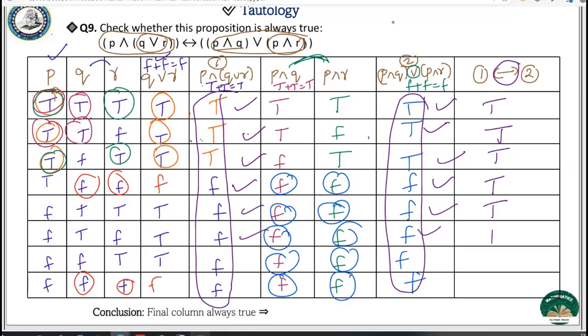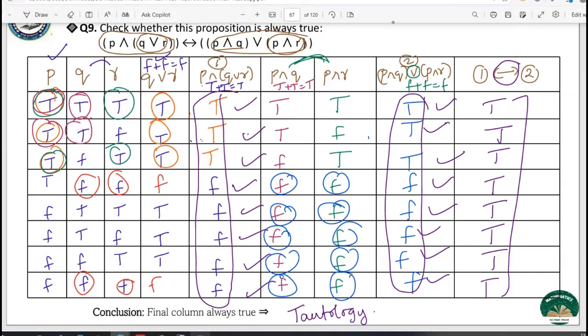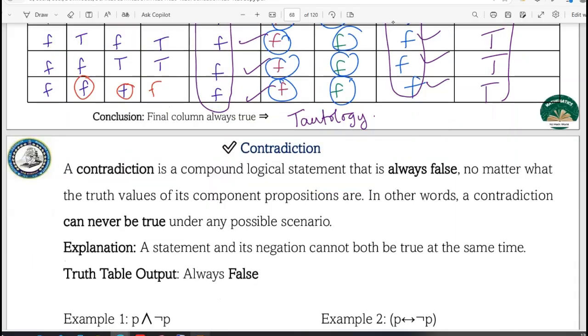F and F, it is T. F and F, it is T. And F and F, it is T. So all the values in the last column are T. Therefore it is true. Therefore it is called a tautology. Hope you people have understood what is meant by tautology. Practice these problems for this part, tautology.